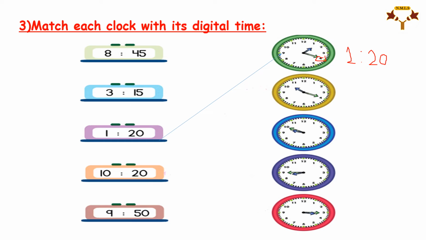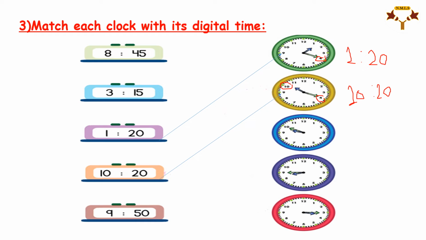1 and 20 minutes. The second clock, we have two hands. Short hand between 10 and 11. Then we will take the smallest. Okay. Then we will write 10 hours. Okay. We will write 10. And long hand at 4. Then we start from 1 and skip counting by 5. 5, 10, 15, 20. Then 4 means 20 minutes. Then the time is 10 and 20 minutes.